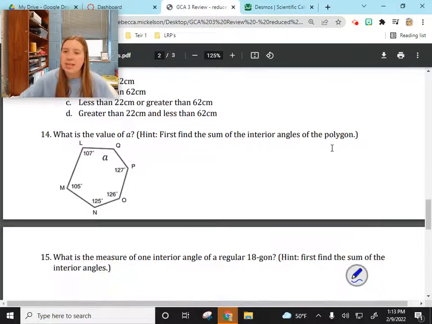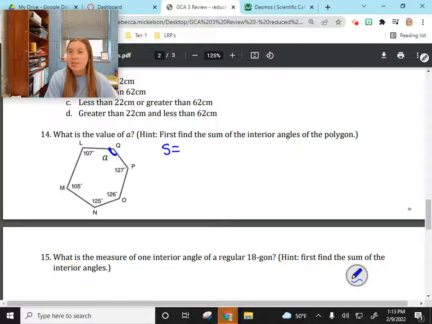Number 14, I see a polygon. It says find the value of A, and A is this missing angle right here. We need to first find the sum of the interior angles of the polygon. So our formula here is that our sum is equal to 180 times, in parentheses, n minus 2. That makes sense. So n is the number of sides I have in my figure.